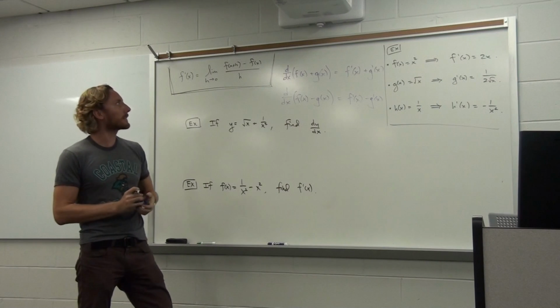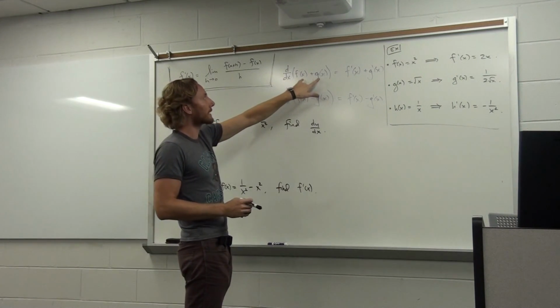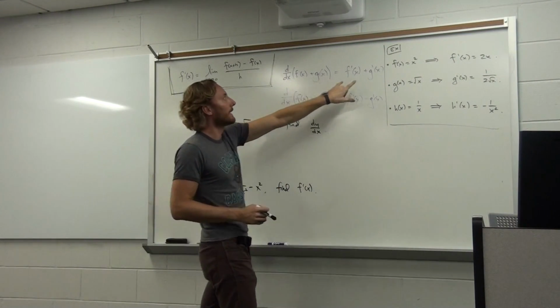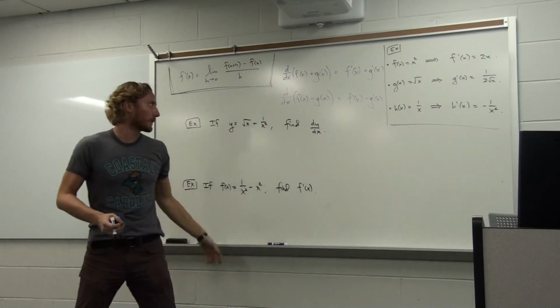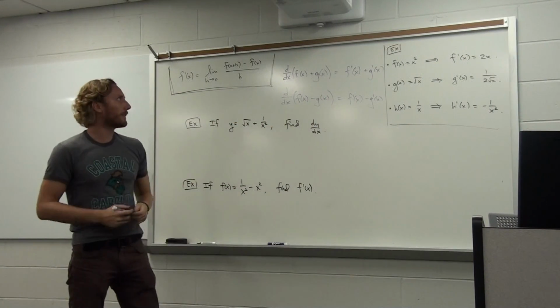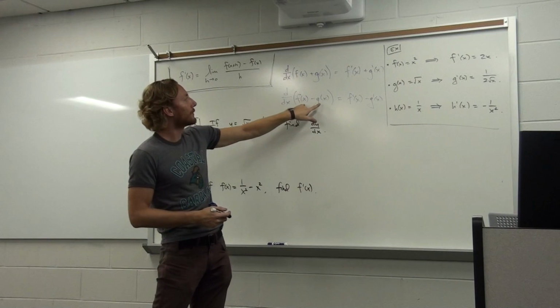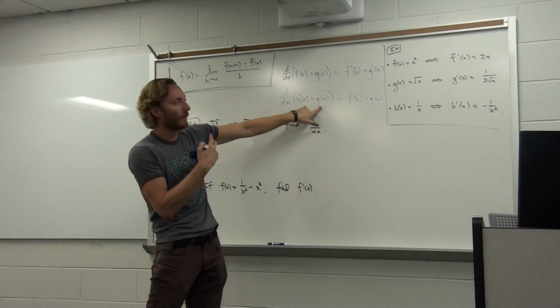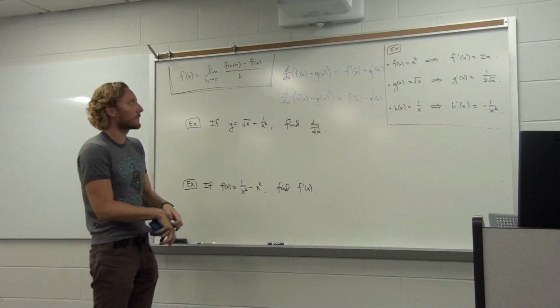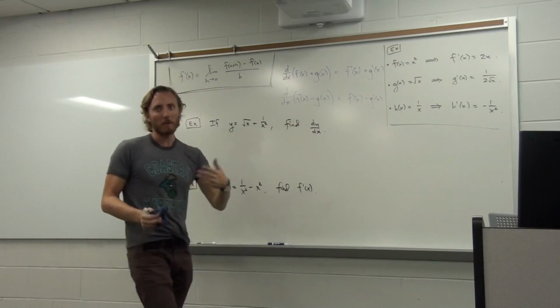The shortcuts were very nice to say that the derivative of a sum of functions is the sum of the derivatives of those functions. You just simply take the derivative of each piece, add it together, and when you have a function which is itself a difference of two functions, you just take the derivative of each piece and put a minus sign in between.